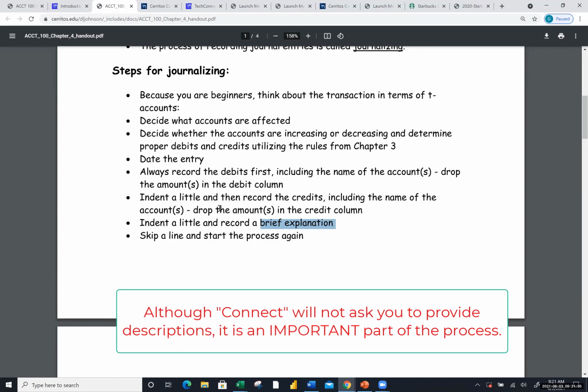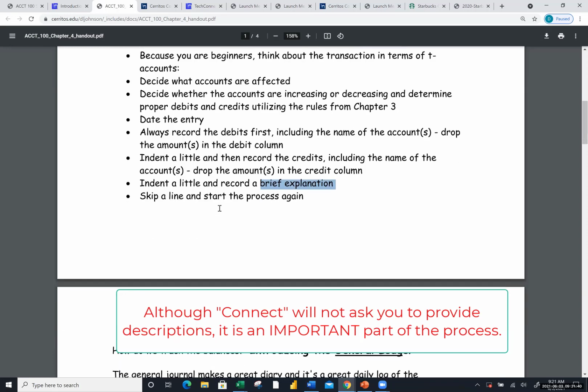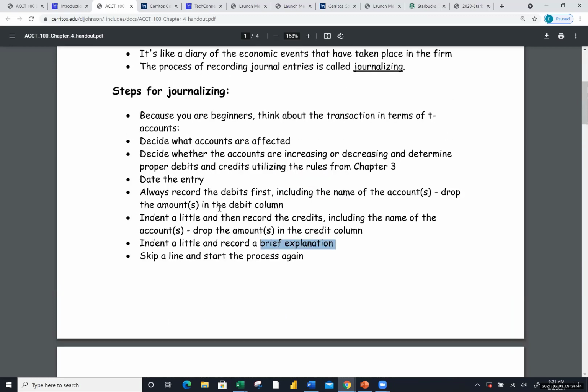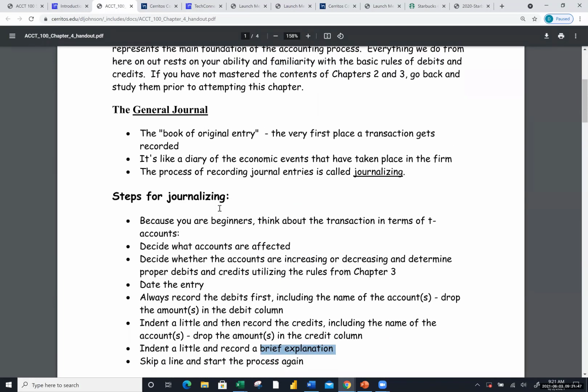If you're making payments online, it could be a confirmation number, something that the auditors can go back to and pull the paperwork to say, oh yes, this makes sense. So we are going to learn right now how to journalize.